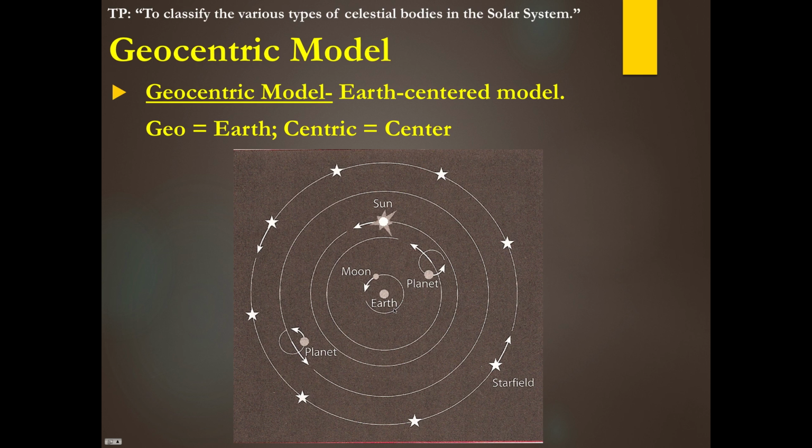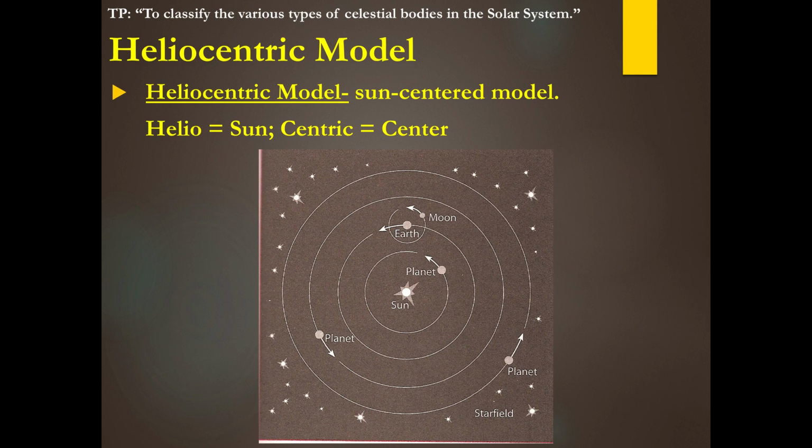We have the moon revolving around the Earth. We have the sun revolving around the Earth. We have different planets revolving around the Earth. But through the scientific revolution, through Kepler, Newton, Copernicus, Galileo, they came up with the heliocentric model, which is the sun-centered model. Helio represents the sun. Centric represents the center. So our sun is really at the center of our solar system, and all the planets orbit the sun, and our moons orbit planets.